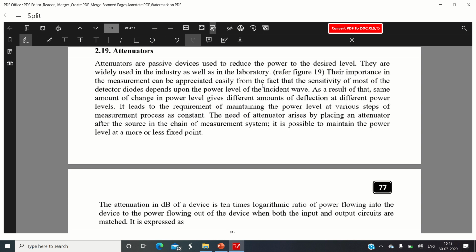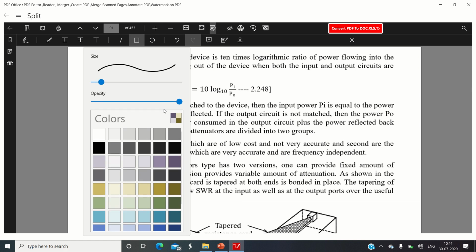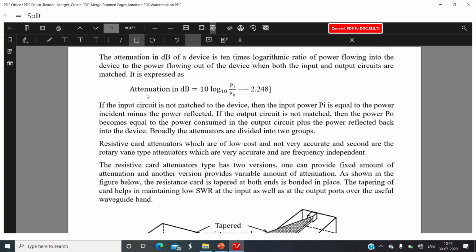Okay, so at that time what we need to do is attenuate the signal by a fixed amount. So at that time these types of attenuator devices we are going to make use of. So how to calculate the attenuation? The attenuation is simply calculated using this particular equation 2.248.